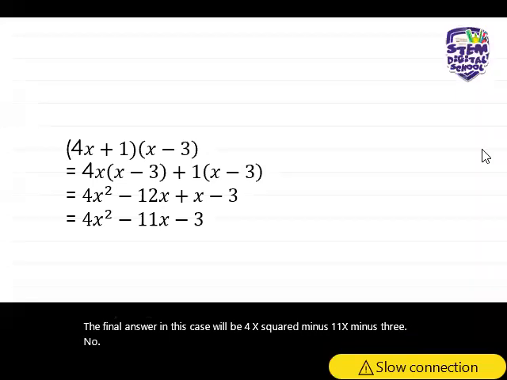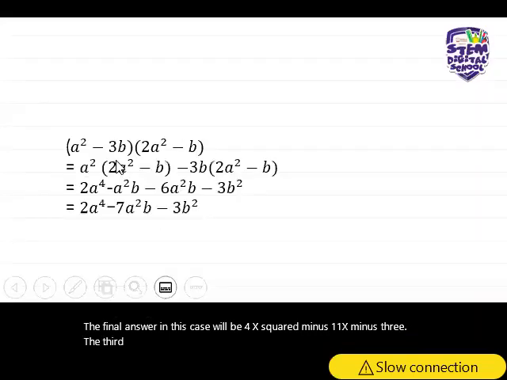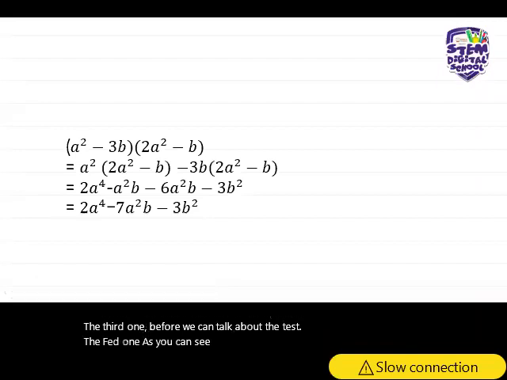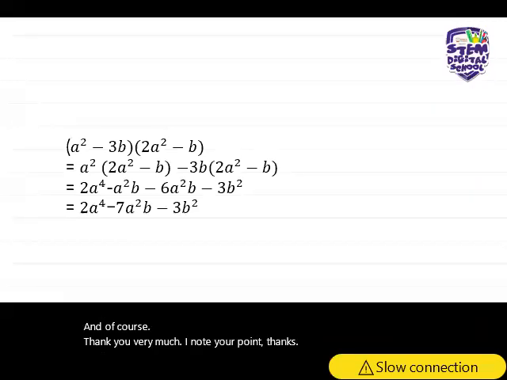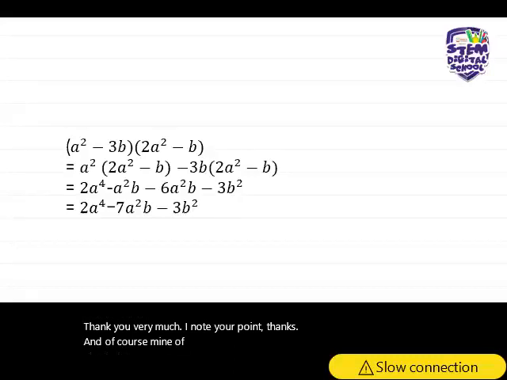Now, the third one, before we can talk about the test, as you can see as well, you do the same. You multiply the binomial with the first term in the first bracket. And of course, minus 3b into 2a squared minus b.